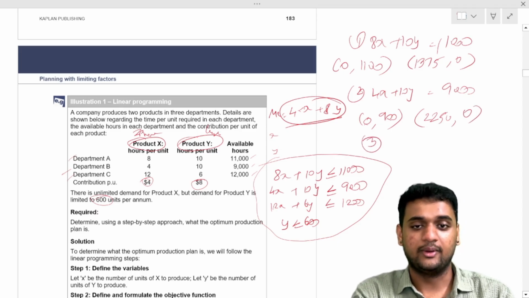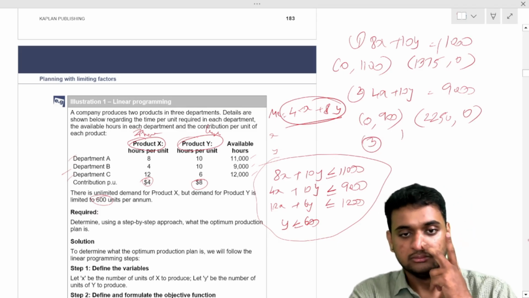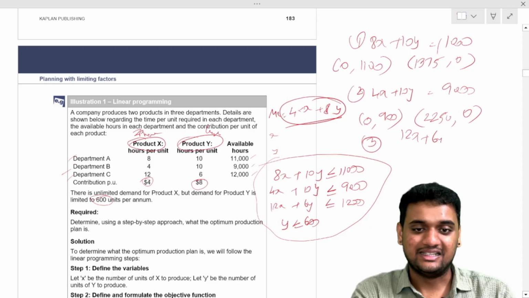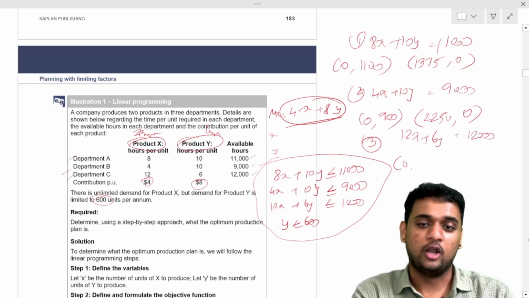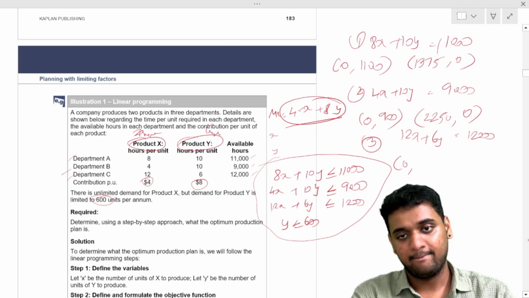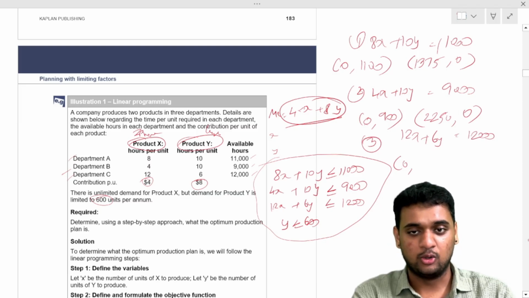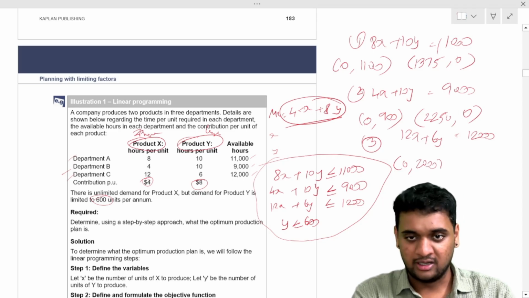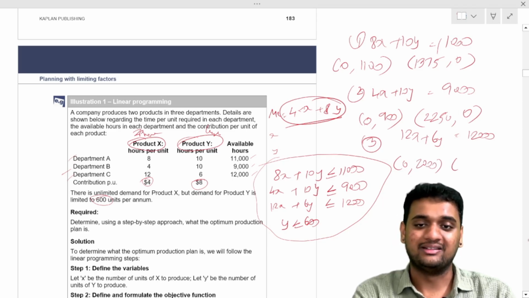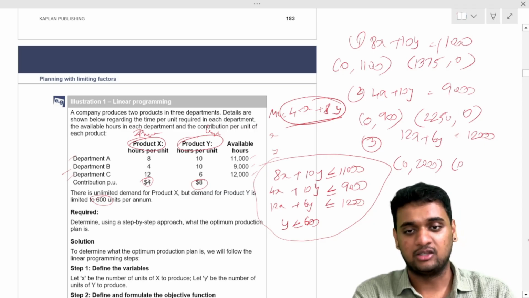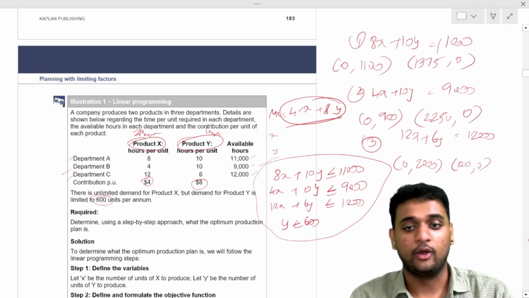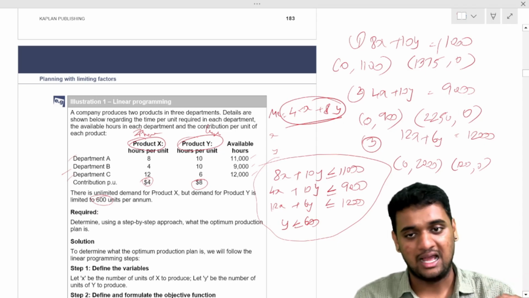Third equation. What is the third equation? 12x plus 6y is equal to 12,000. First, if x is 0, what will you get as y? If x is 0, 6y is equal to 12,000, y is equal to 2,000. If y is 0, what will you get as x? 12x is equal to 12,000, x is 1,000 and y is 0. So the 2 points are 0, 2,000 and 1,000, 0.